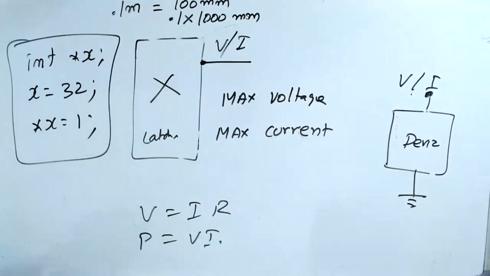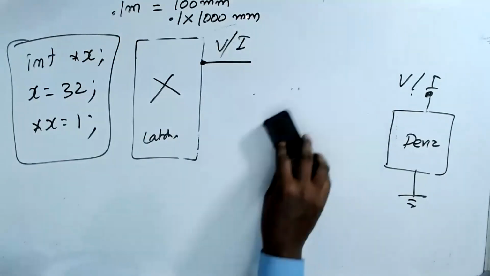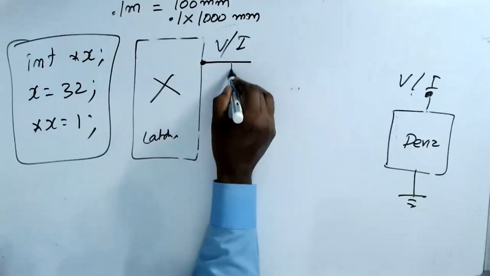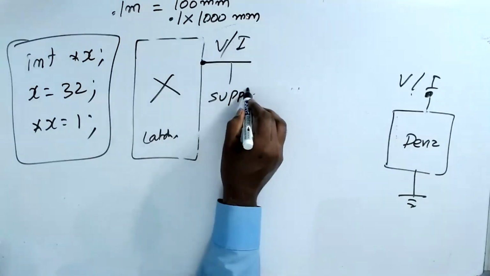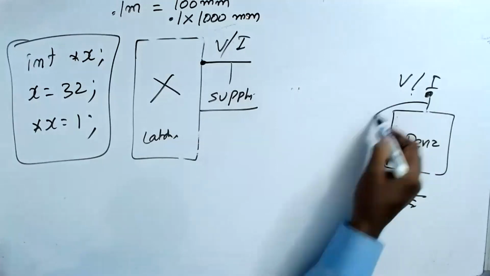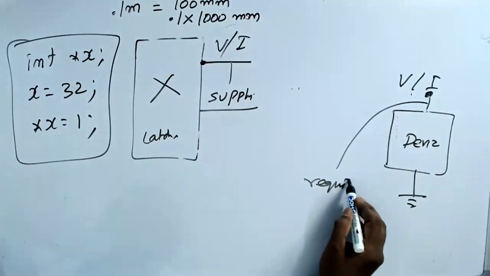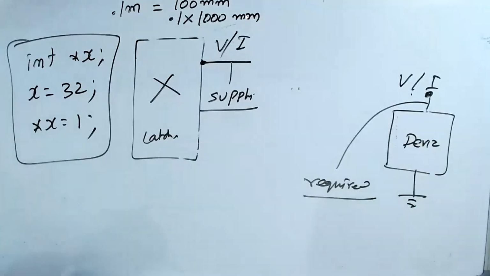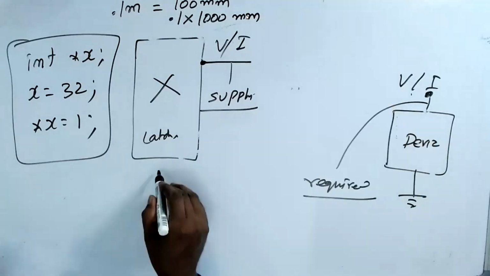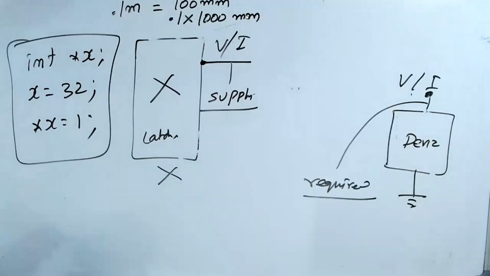So this is called the maximum voltage, current, supply current. This is a required current. If these don't match, then the device will fail. That's why in your college, when you do experiments and all, the devices normally burn. The devices burn because of these reasons.